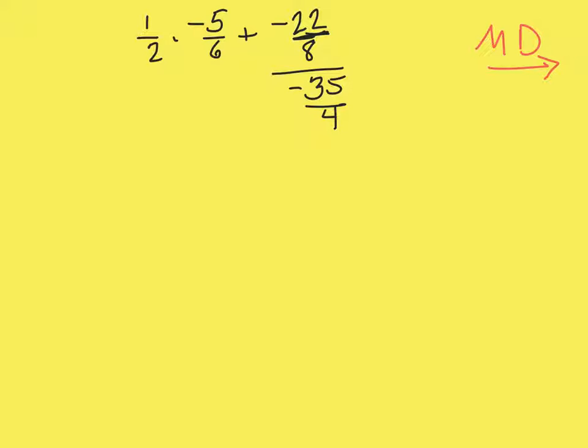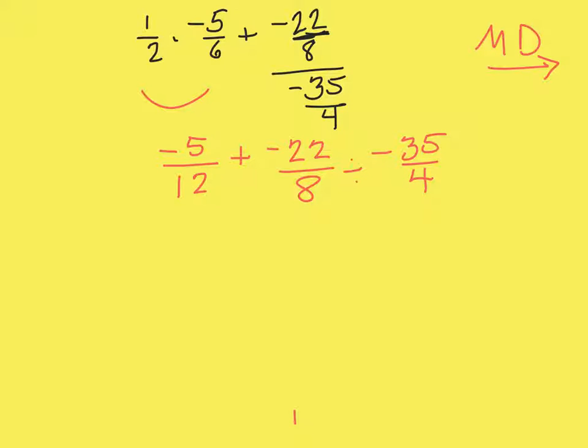So that means the very first thing that I come to is my multiplication of 1/2 times negative 5/6. Well, this is very simple and straightforward. It's just going to be the top with the top and the bottom with the bottom. So I'm going to have 1 times negative 5 is negative 5. And 2 times 6 is 12. And I'm actually going to rewrite this division problem the way that I'm used to looking at. So when I rewrite this, I'm going to write negative 22/8 divided by negative 35/4.